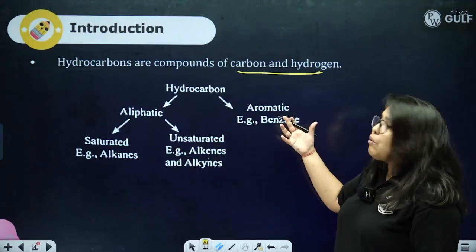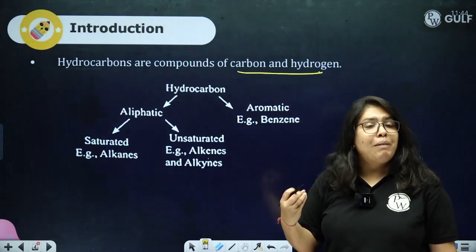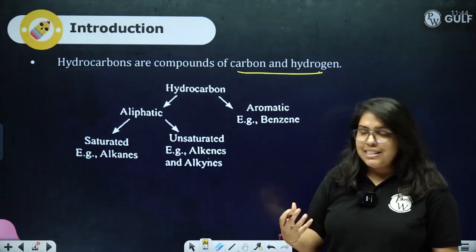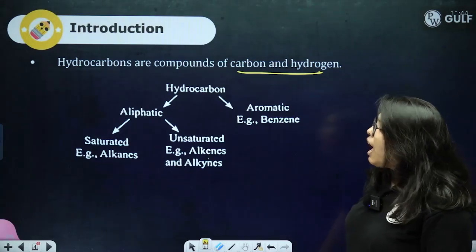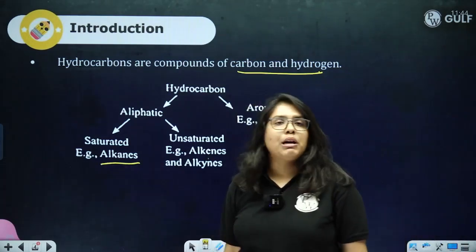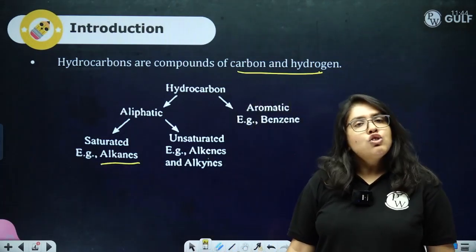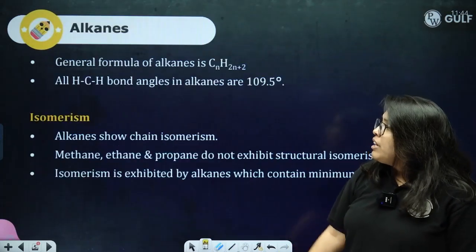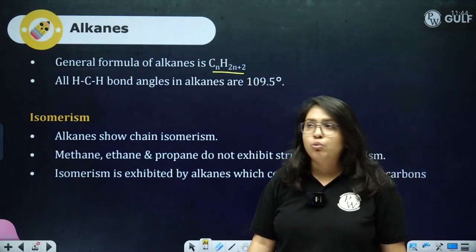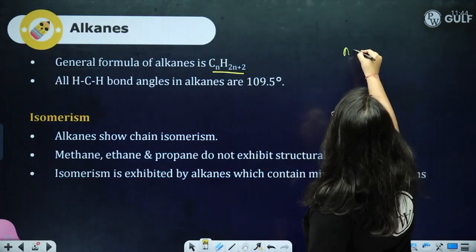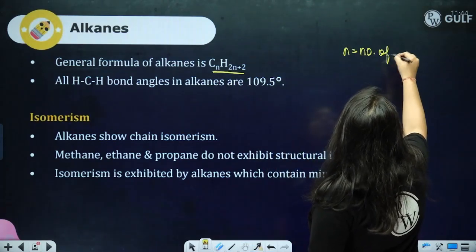Now, when you look at aromatic, they have aromaticity, and we have benzene as an example for this. As I've told, our session today is going to be comprised of alkanes. So let's focus on alkanes. Now, the general formula of alkanes is CnH2n+2, where n is nothing but the number of carbon atoms.